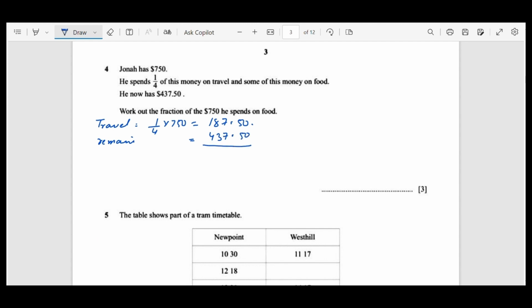So remaining he had 437.50. So total of this is 625.00. So on food, he spent 750 minus 625, which is equal to 125, right? So we have to work out the fraction. So fraction will be 125 divided by 750, which is 1/6. So our answer is 1/6.